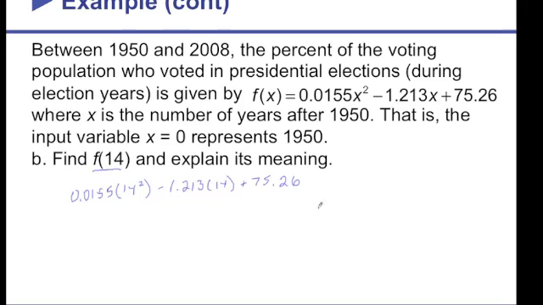And explain the meaning. Well, I've entered this into my calculator and found that this equals 61.316. Explain this meaning. Well, x equaling 14 would mean that in 1964, rounding to the nearest tenth, 61.3 percent voted in the presidential election. We don't know about all the things below that. Okay, so 61.3% voted in 1964.